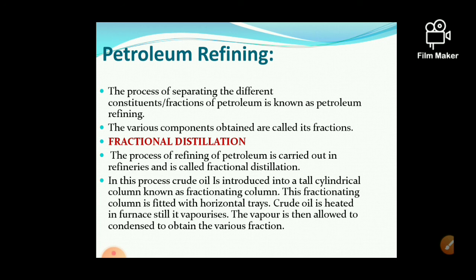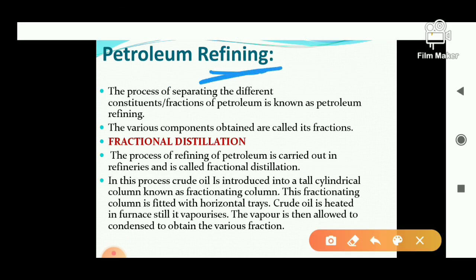Then this process of separating crude oil into the usable components is called refining of petroleum. What is it called? It is called refining of petroleum. And the various components obtained are called fractions. What are they called? Fractions. Whatever different components come out of this, they are called fractions.